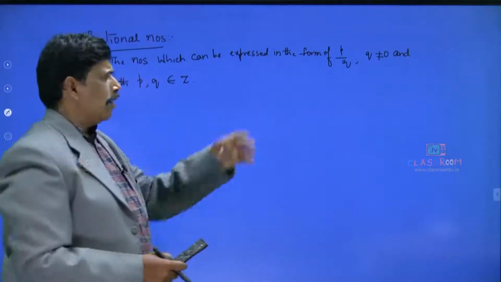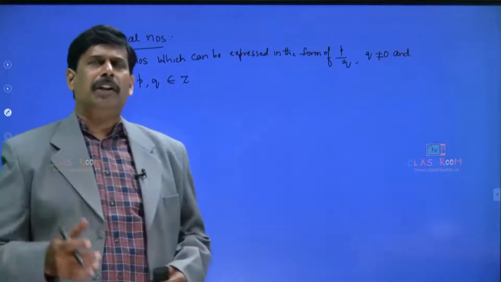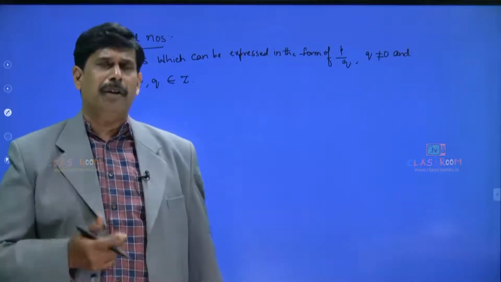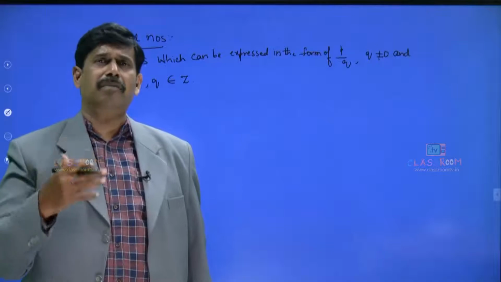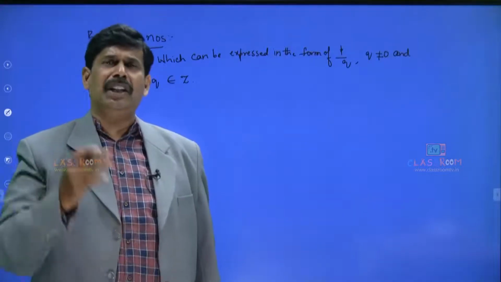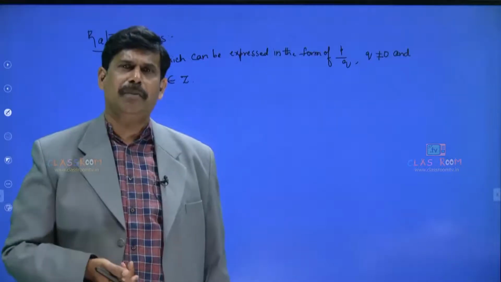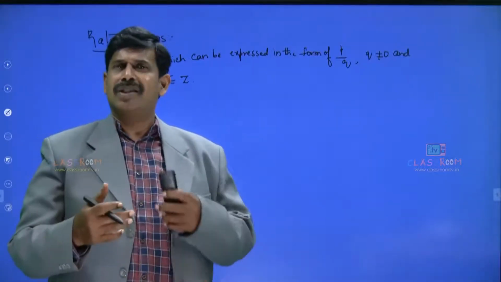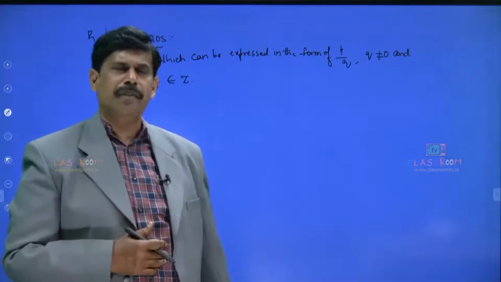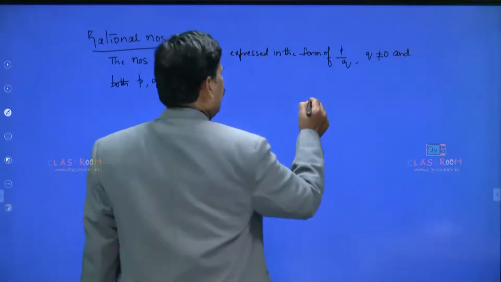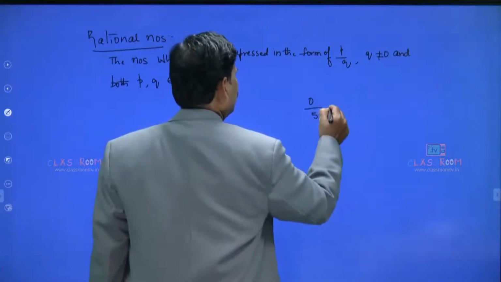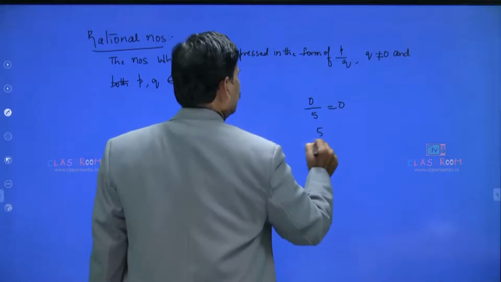The number must be in the form of p by q, and the denominator should not be 0. Why is he saying the denominator should not be 0? We know 0 by something is always 0. Suppose 0 by 5. How much is 0 by 5? It is 0. Now what happens if it is 5 by 0?